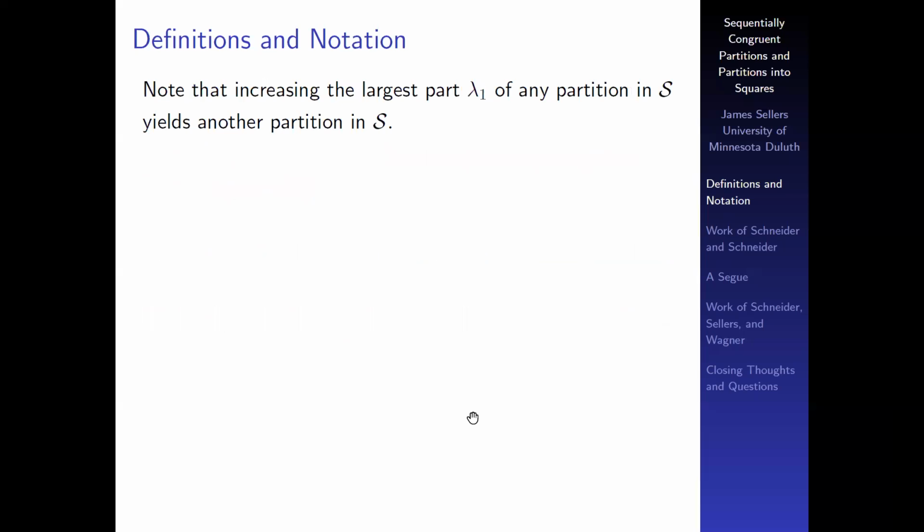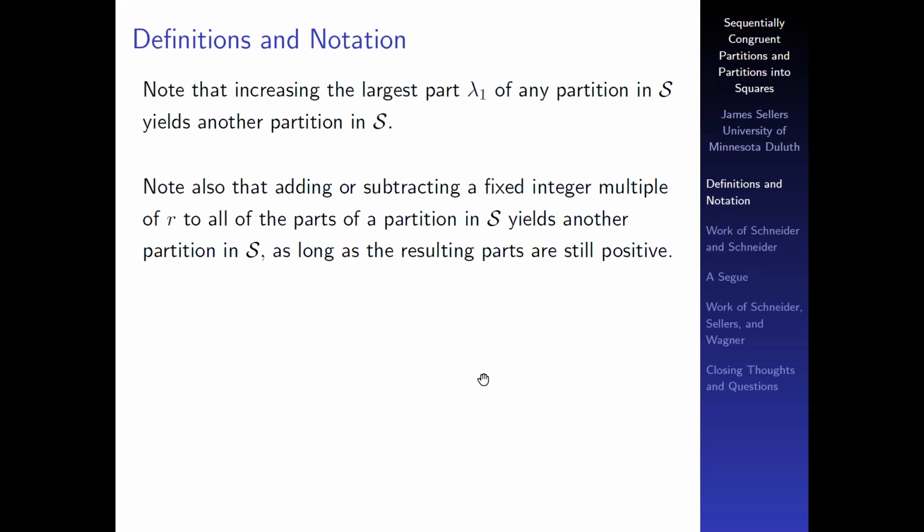Notice that if you increase the largest part as much as you want in a partition that's sequentially congruent, then you're going to yield another partition which is sequentially congruent, because the first congruence in the definition is the only one that involves lambda 1. And all you're checking is that lambda 1 is congruent to lambda 2 mod 1, which is trivially true. So I could increase the first part as much as I want and still end up with a partition in S. Of course, that new partition would be in a different set of the form S sub LG equals whatever. But if I'm looking at S as a whole, the new partition would be in S.